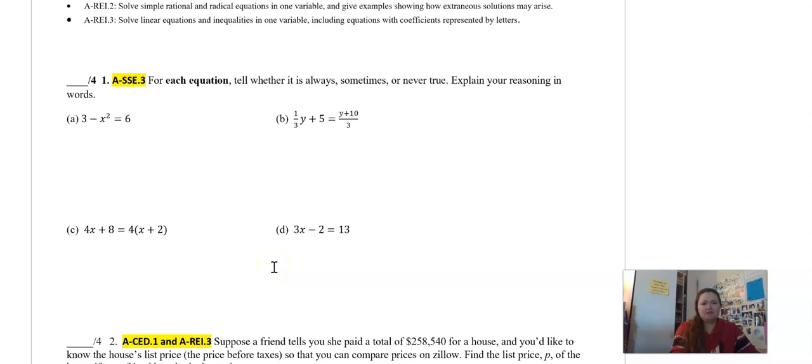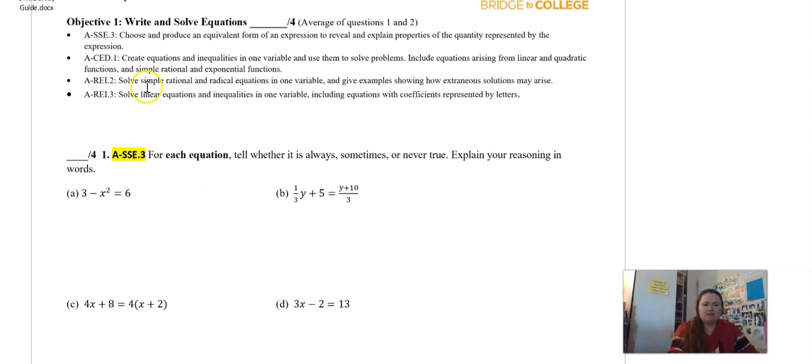So let's look at this first problem set. For each question, tell whether it is always, sometimes, or never true. Explain your reasoning in words. And this goes with ASSE 3, which is choose and produce an equivalent form of an expression. So we're basically saying, does one side of the equation, is it the same as the other side?